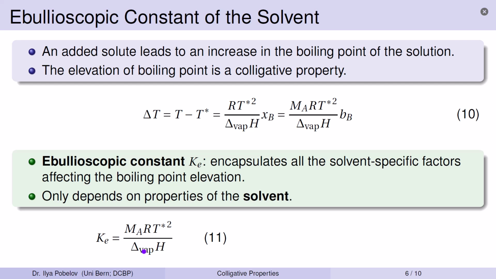What's noteworthy here is that Ke only depends on properties of the solvent, such as its molar mass, boiling point of the pure solvent, and the enthalpy of vaporization. With this constant, the expression for boiling point elevation simplifies to the product of the ebullioscopic constant of the solvent and molality of the solution.